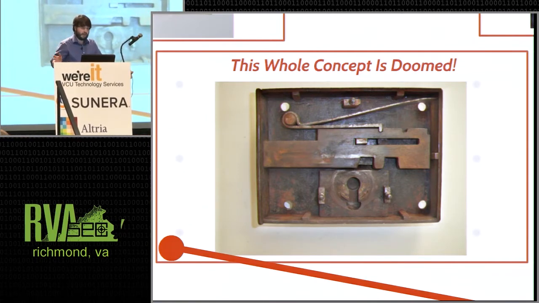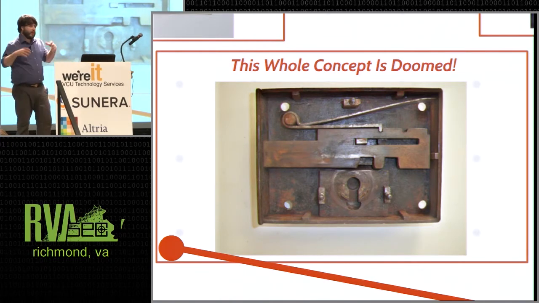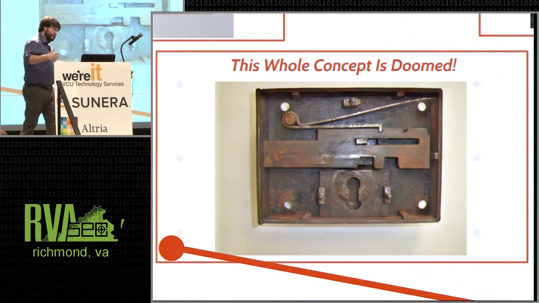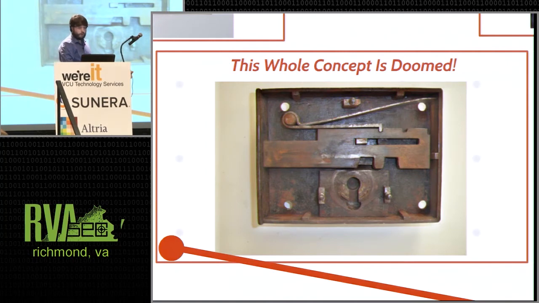So the entire concept is doomed until this guy Robert Barron rolls in and he says, check out this cool lock I've come up with. Now, this is the first lever lock, and it's doing a couple of interesting things. Most importantly, though, this leaf spring is notched into the bolt, and there is a small lever behind this.